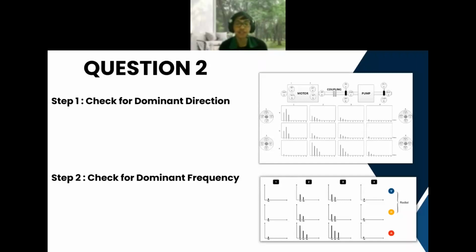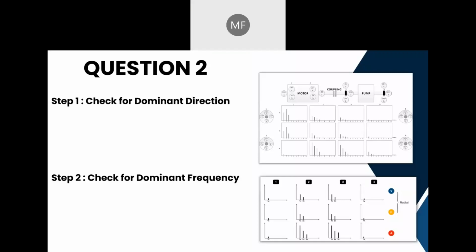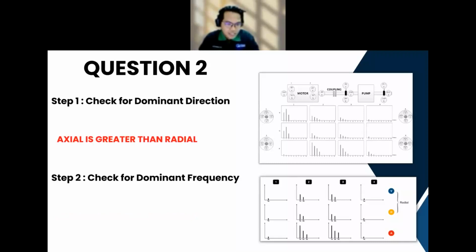But we can see at the axial, at point 2 and 3, there are two places that have higher vibration. That's why I assume that axial is greater than radial. Thank you for the explanation. Let me try to understand. We check the dominant direction for question 2. So yes, the axial is greater than radial.